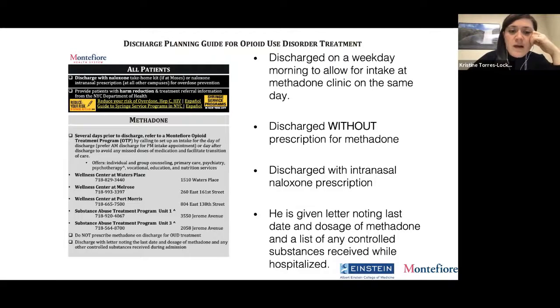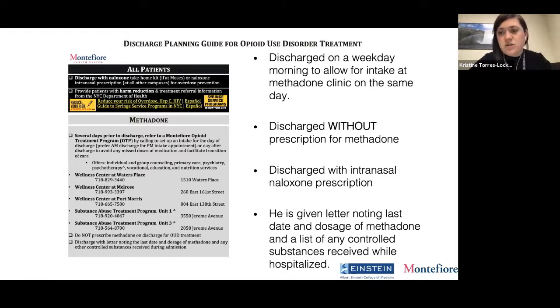So what I would recommend is printing out this discharge guide if your social worker doesn't already know about it, and having the social worker figure out which of these programs is closest to the patient, calling it, and then setting up an intake for the day after discharge so that the patient doesn't have a missed methadone dose, okay? So you just want to make sure they get their intake shortly after discharge, essentially either same day or next day, and just acknowledge methadone programs are only doing intakes on weekdays.